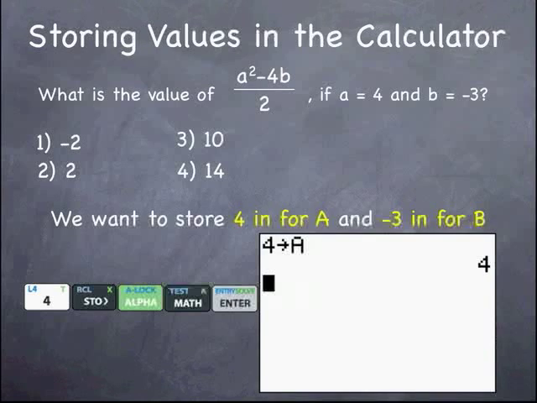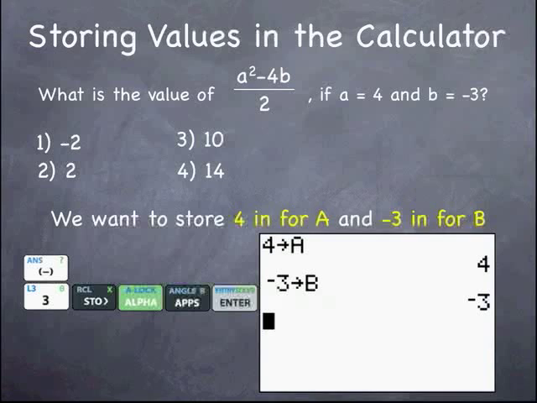If I hit the alpha button and then go right underneath the alpha button to the math button, there is a little A in the upper right hand corner. That is my A. So if I hit alpha A and then I hit enter, 4 will be stored for A. The same needs to happen for B. In this case I need to store negative 3. I need to type in negative 3, the store button, alpha, and the B actually is the button right next to the A. I hit enter and I'll store negative 3 for B.